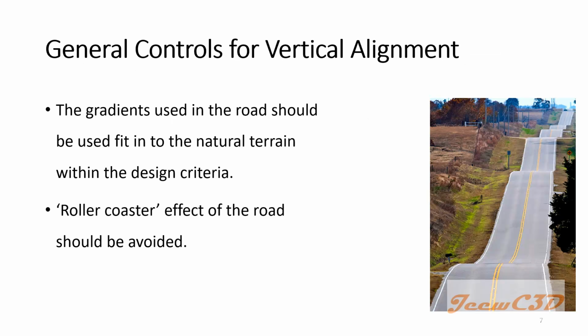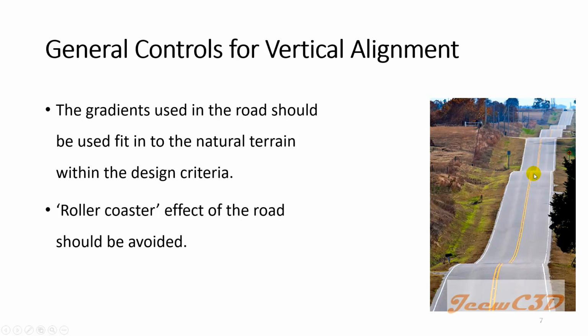Then we will be looking at the general controls for vertical curves, vertical alignment actually. So as I said earlier, the gradients and the vertical curve should be used to fit the natural terrain, but in doing so you should not make the road with the roller coaster effect. So in this case you can see this road is looking like following the natural terrain, but this is kind of a roller coaster road.